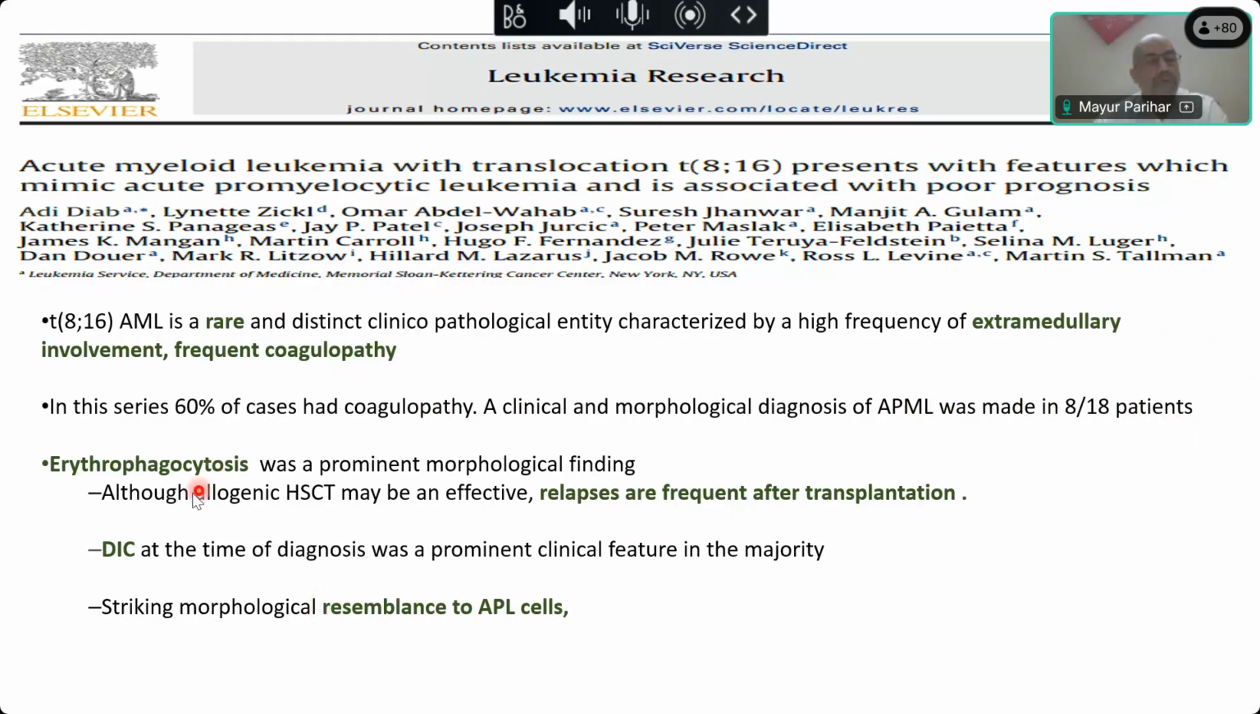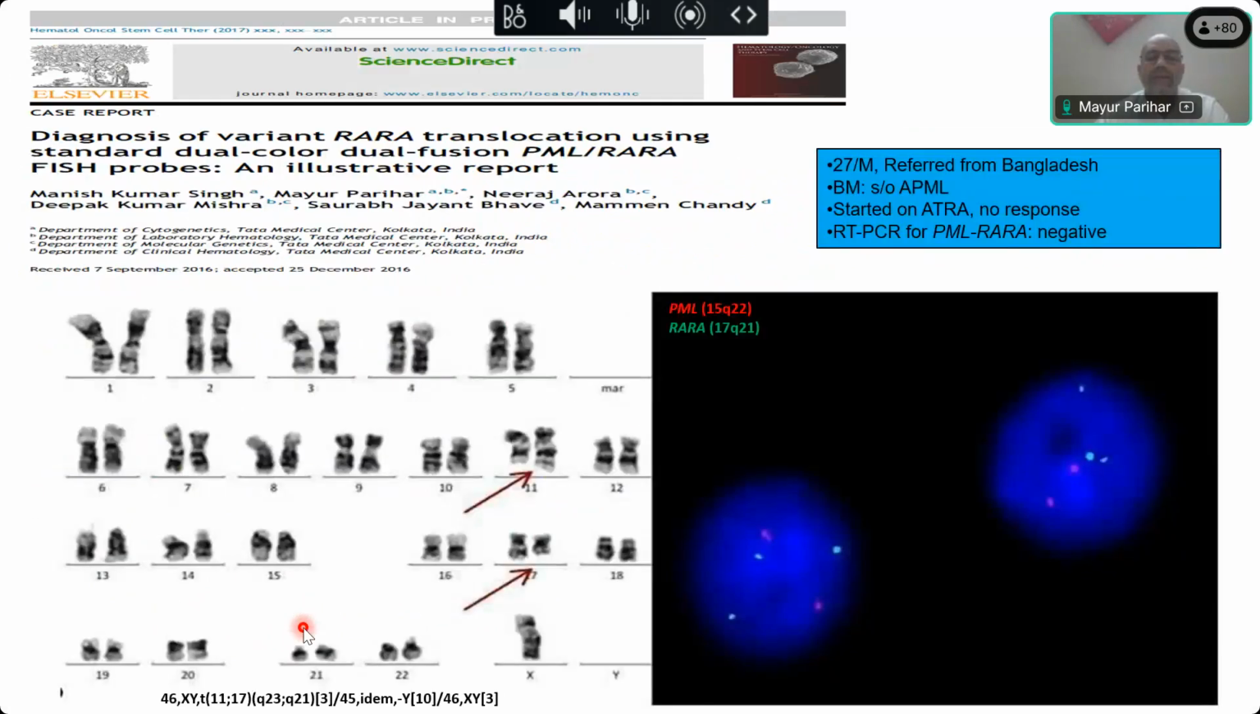You do see a lot of erythrophagocytosis when you have viable cells in these patients. Relapses are frequent after transplantation, and DIC is a prominent clinical feature. And of course, because as I said, they present as monocytic leukemias, they can have a striking morphological resemblance to acute promyelocytic leukemia. So diagnosis of APML, as I said, can be done by FISH.